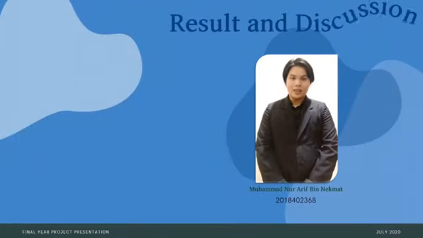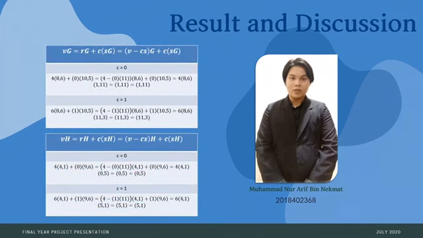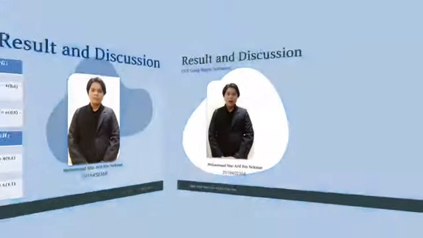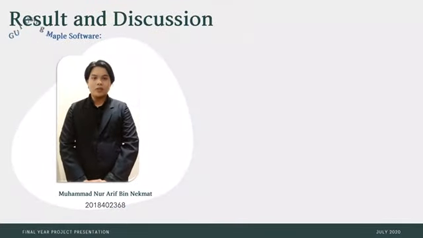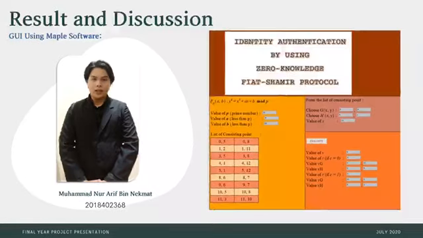The verifier then checks and proves if the claimant knows the value of the secret key. The result is proved by the condition given. The verifier verifies if the claimant knows the value of the secret key. For our calculation in the modified method, we apply a GUI using Maple software. Now, let's go through it by part.